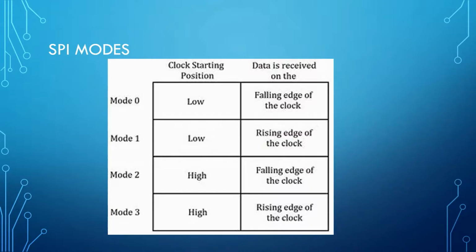In the first mode, when polarity and phase are 0, the clock starting position is 0, as we saw in the last slide, and data is received on the falling edge of the clock. In mode 1, the clock starting position is low and data is received at the rising edge of the clock. In mode 2, the clock starting position is high and data is received on the falling edge of the clock. And in mode 3, the clock starting position is high and data is received at the rising edge of the clock.